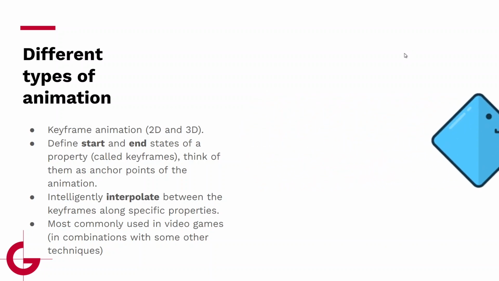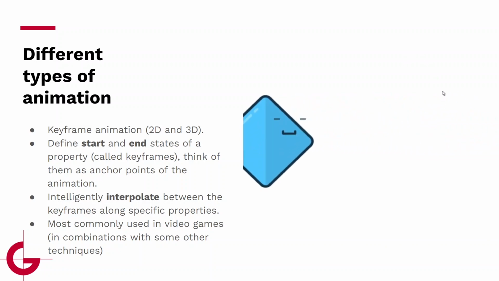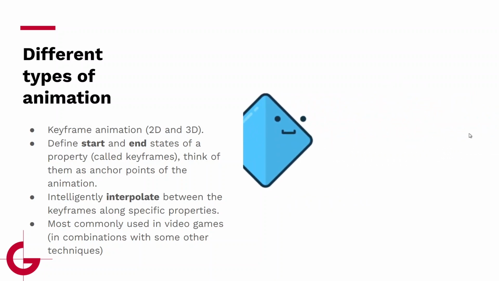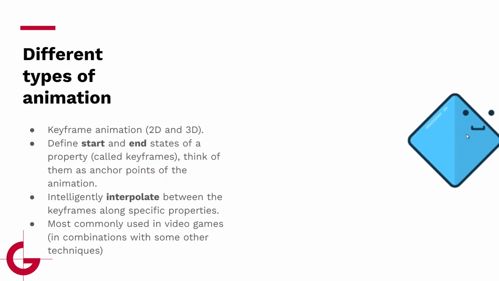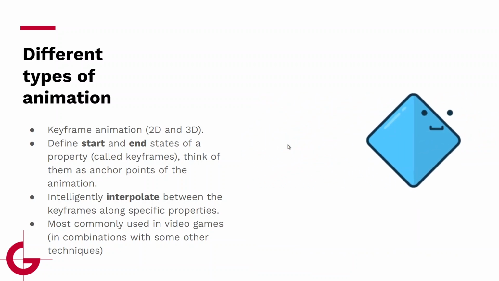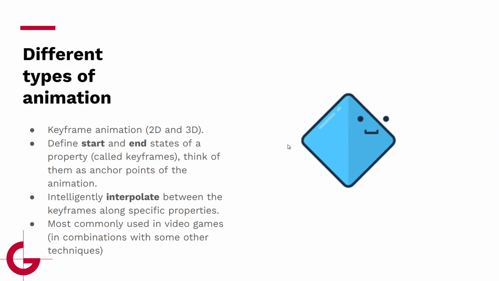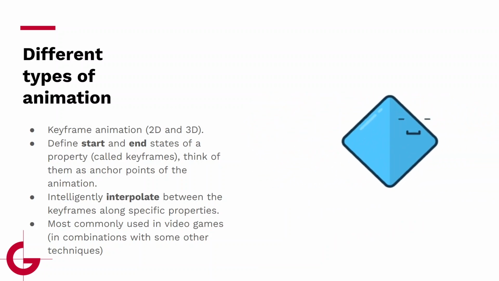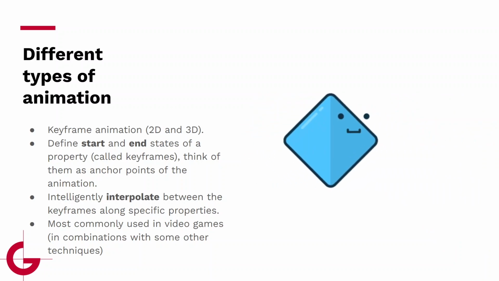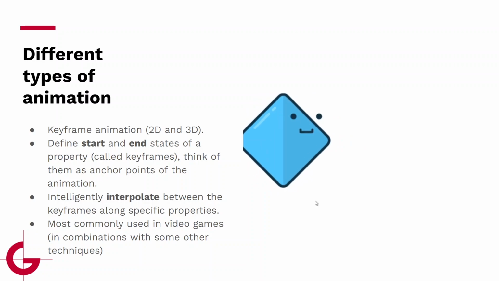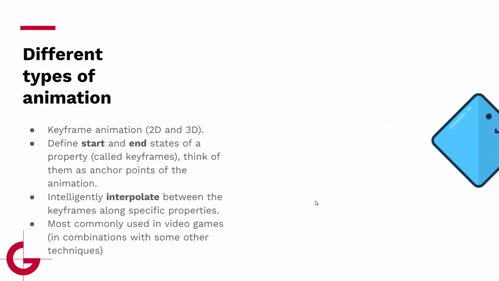If you look at this animation on the right, when the character is on the right here, that is one keyframe. When the character is on the left here, that is another keyframe. The movement from the right to the left and vice versa is generated by the program itself. And this is the most commonly used technique in video games today.